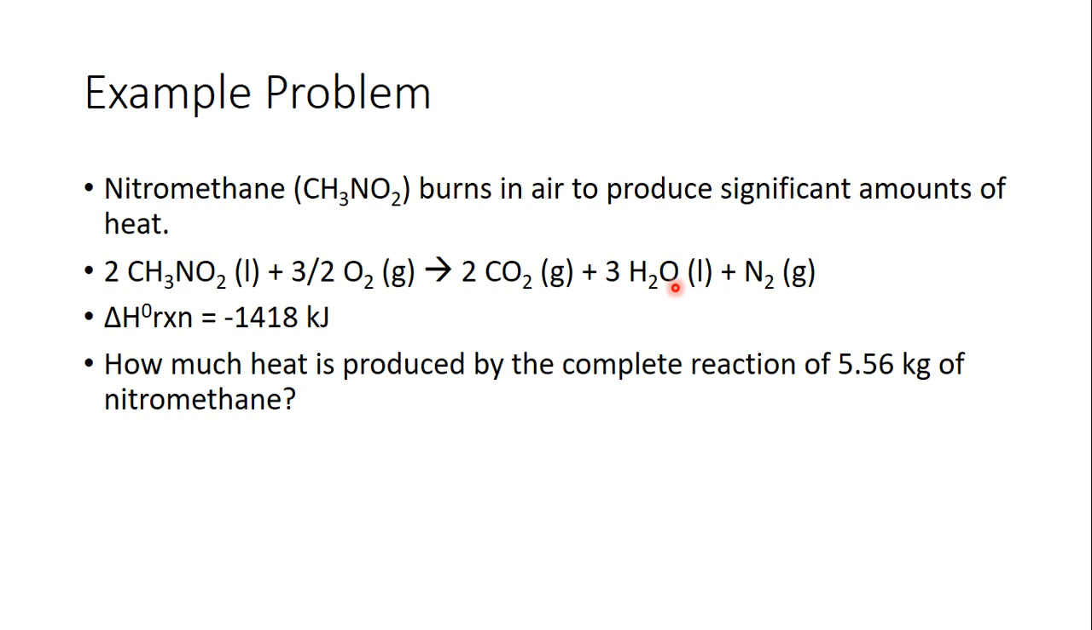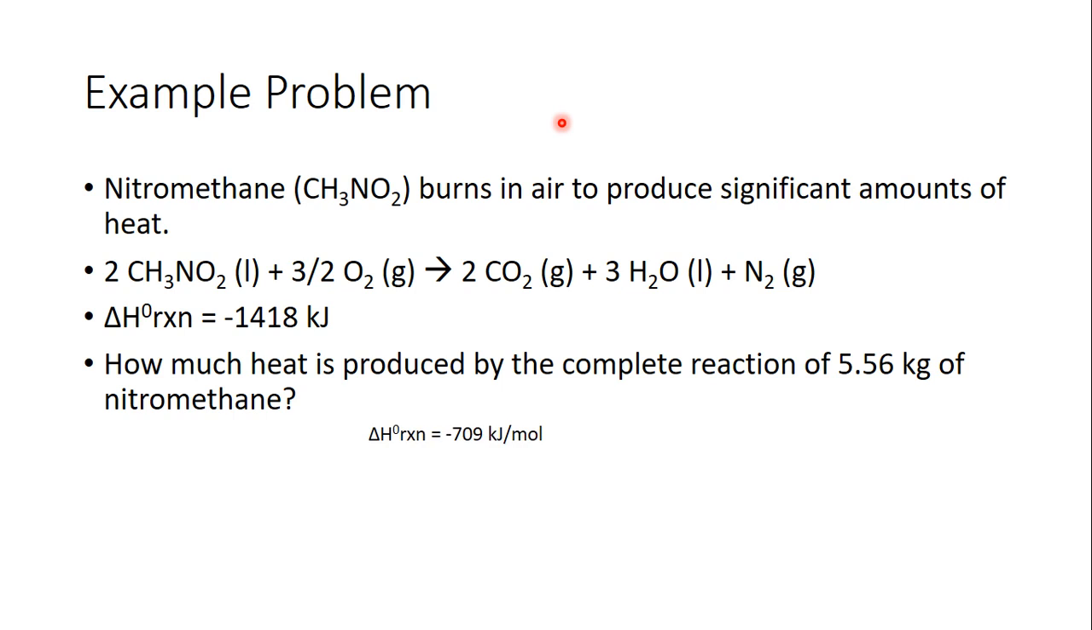So let's think about this. Let's give you some practical experience. Nitromethane burns in the air and we get a lot of heat. Delta H reaction is minus 1418 kilojoules. So if we have 5.56 kilograms of nitromethane, how much heat do we produce? Alright, see if you can figure that out.